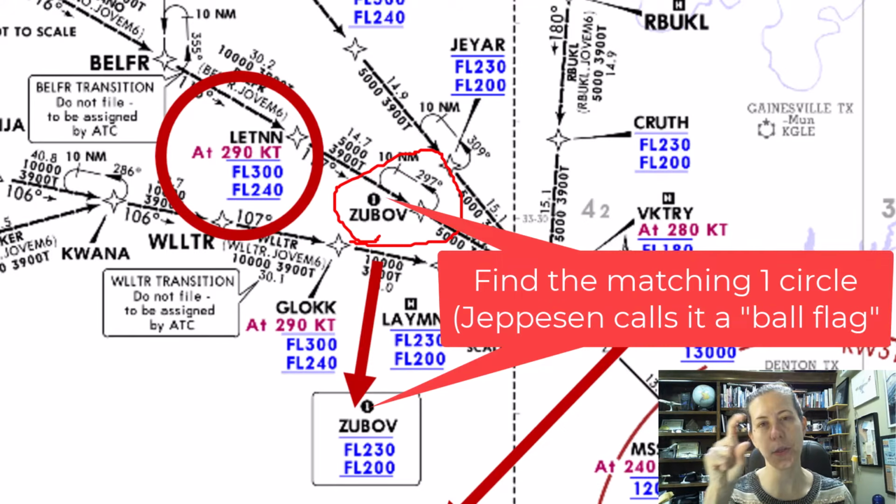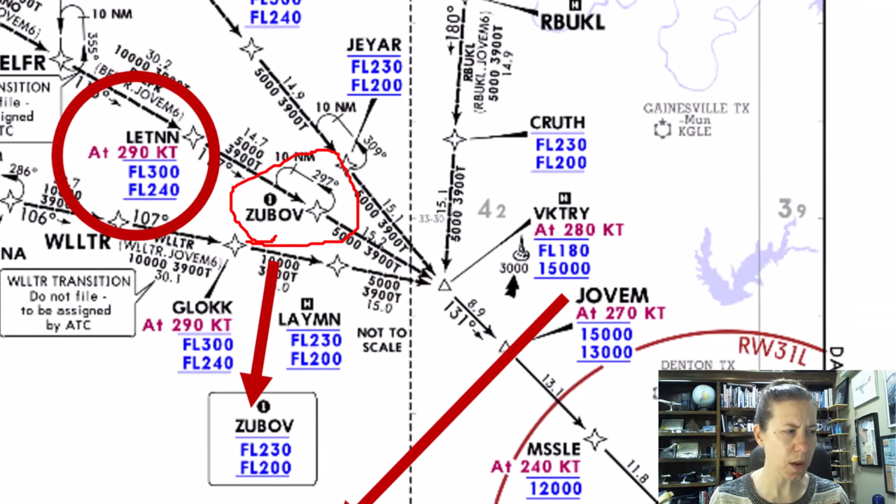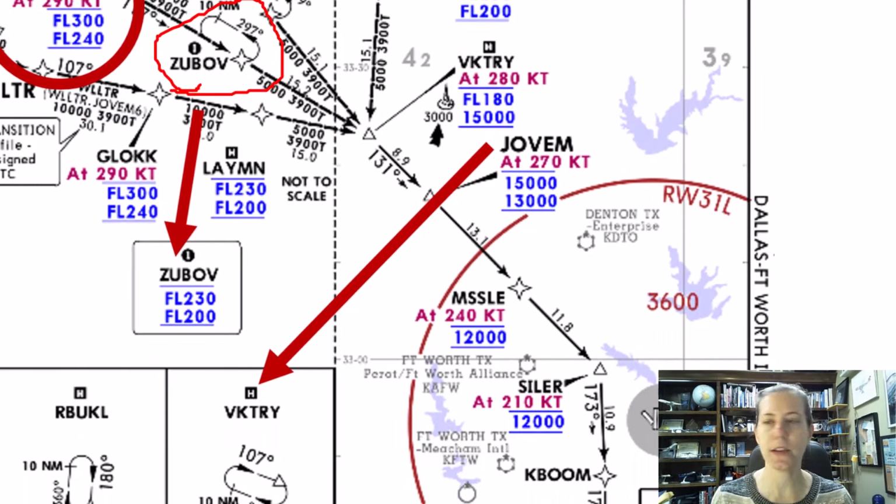So right below Zubov, and I've got an arrow pointing at it, there's too much congestion in the chart area. So it's just another of those planning altitudes. So planning to cross Zubov between flight level 240 and flight level 200. That would be what ATC is going to expect you to be able to do right there. So that is the little 1 that you see with the Zubov. Jeppesen technically calls those a ball flag. But anyway.